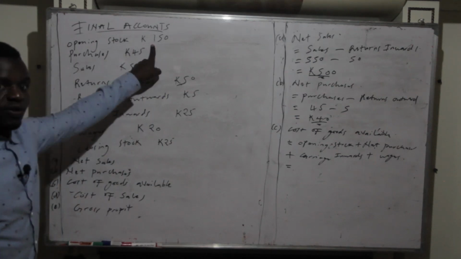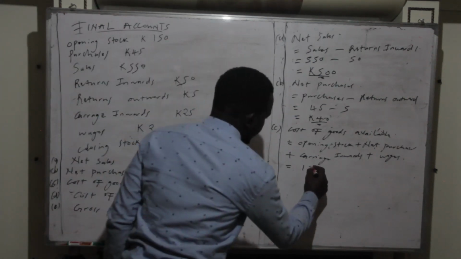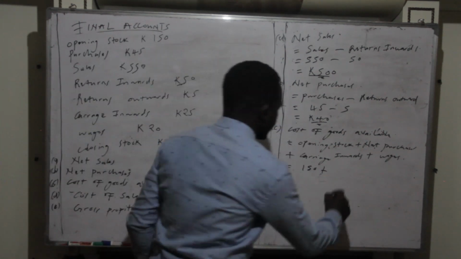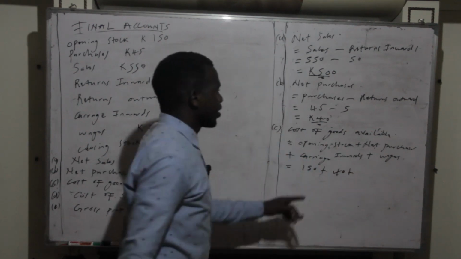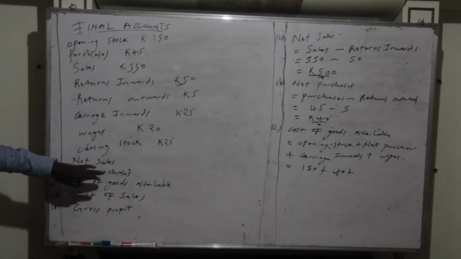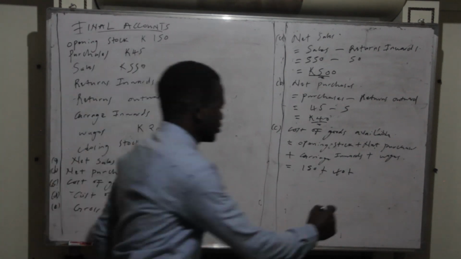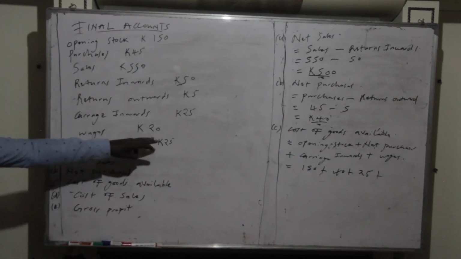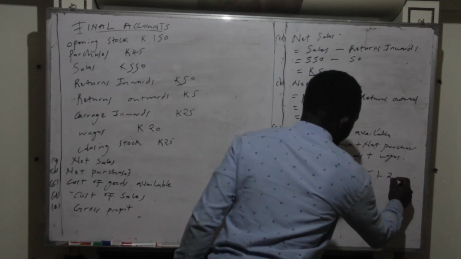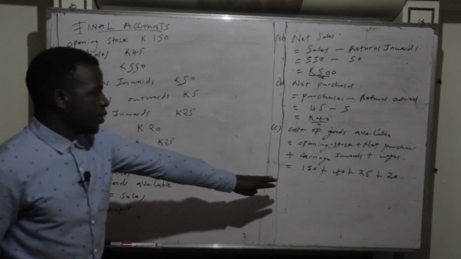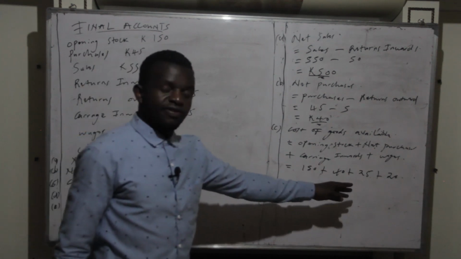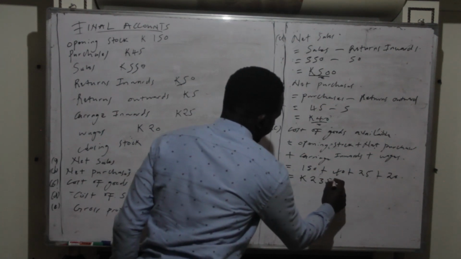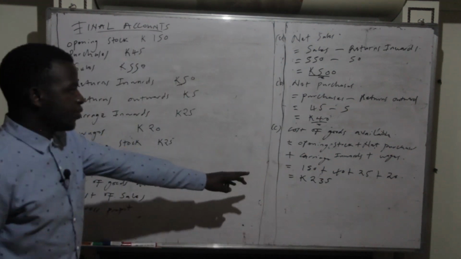So we are going to say our opening stock. Our opening stock, we have 150. So we'll say 150 plus net purchases. Net purchases, we had calculated 40 there. So we'll say 40 plus our carriage inwards. Our carriage inwards we can get from our question. We know that's 25, plus wages. Wages, we have 20. So we are going to say 150 plus 40 plus 25 plus 20. Our answer here is going to be 235. So that's going to be cost of goods available.